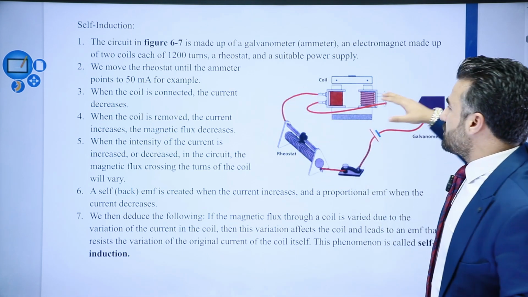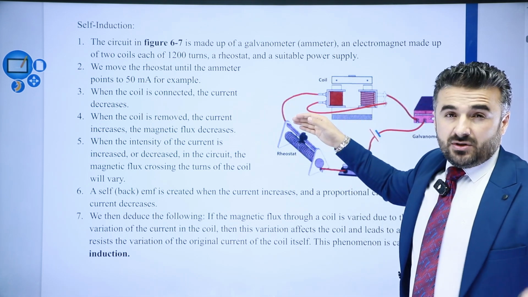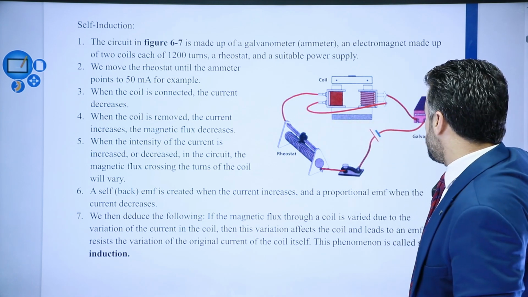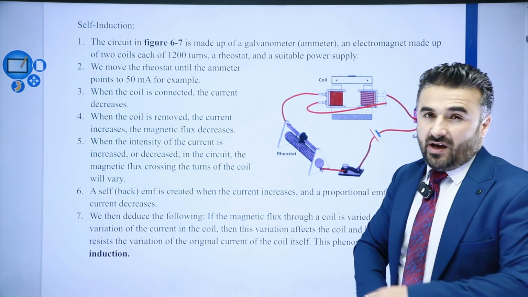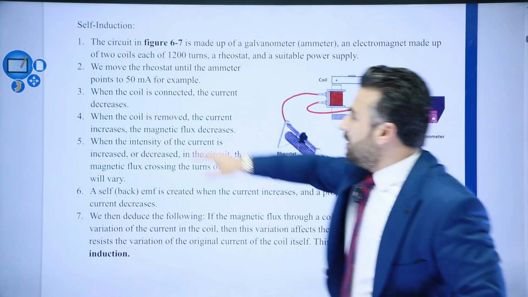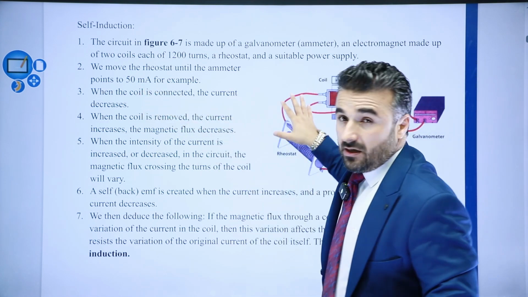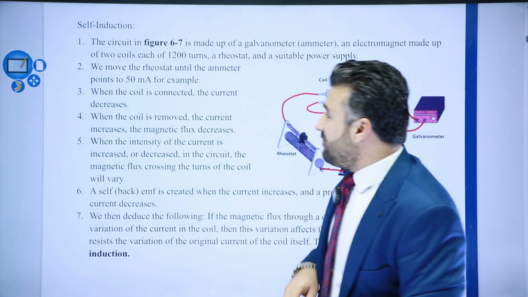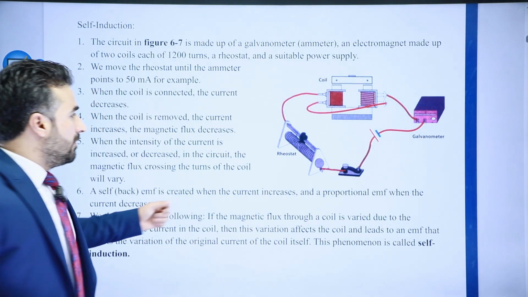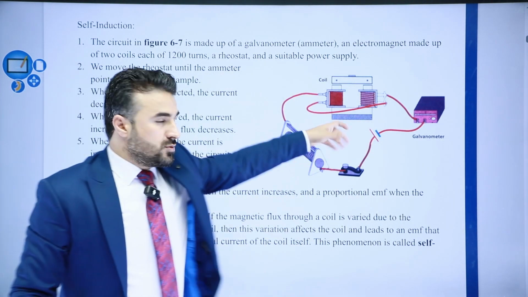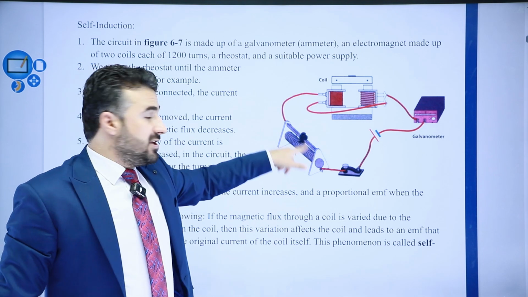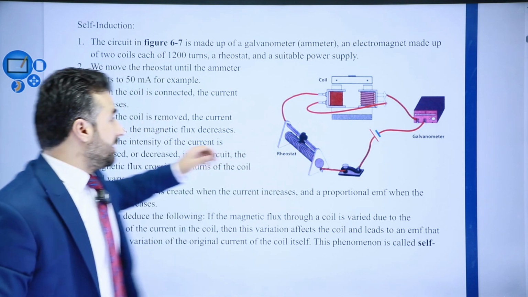Once we do this, of course, there will be an induced electromotive force, and we can see the effect on this ammeter right here. So you can have any value for the current within the circuit, and you can adjust it with this rheostat, or variable resistor, here.